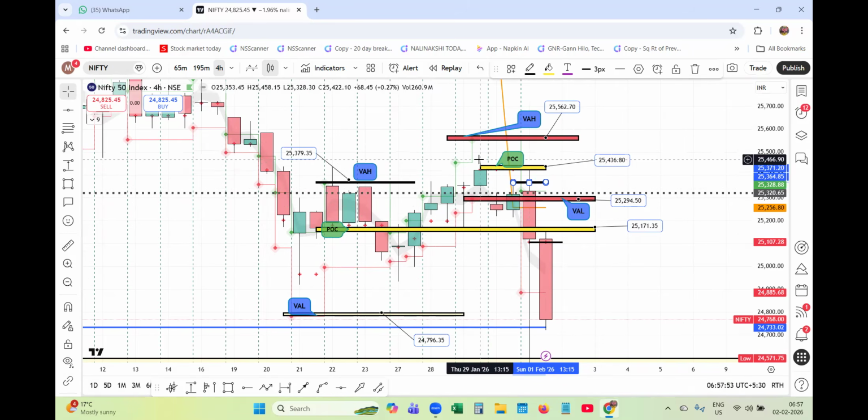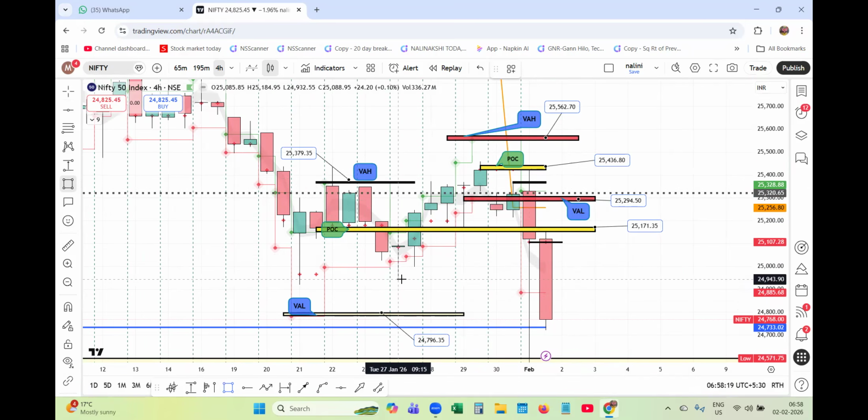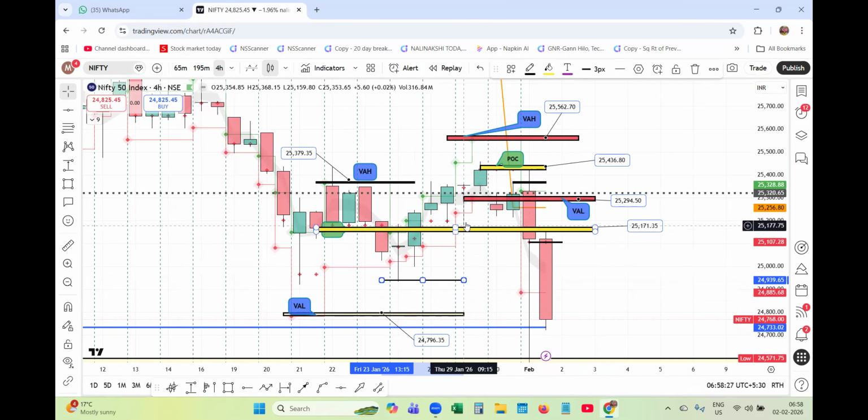It could not go to the previous mother candle. Previous to this was an inside bar on Friday, and it could not go to the top of 25,458. It just swept the liquidity. From there, the market started coming down, breaking below the boundary of the mother candle. The boundary was 24,937.